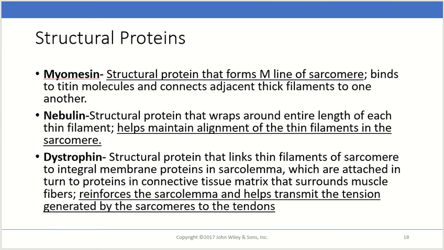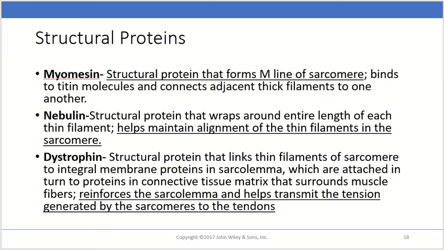So this is going to be a structural protein that's really important in linking the thin filaments of the sarcomere to the integral membrane proteins in the sarcolemma. These are attached in turn then to proteins in the connective tissue matrix that are going to surround the muscle fibers. So in short, basically, dystrophin is going to reinforce the sarcolemma, and it's going to help it transmit the tension that's generated by the sarcomeres to the tendons.